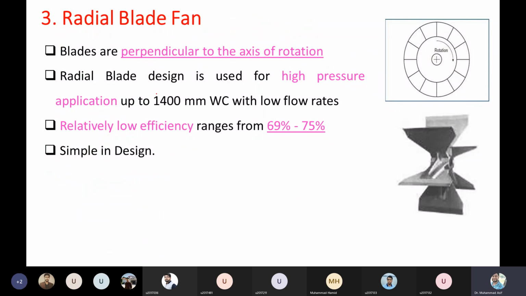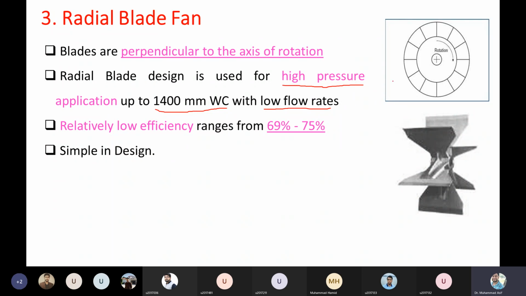Radial fans, compared to the previous two, are applied for high pressure, compared to the forward and backward curved. They can produce pressure up to 1400 millimeter of the water column, but at low flow rates. They have more efficiency than the forward, but less efficiency than the backward flow direction.